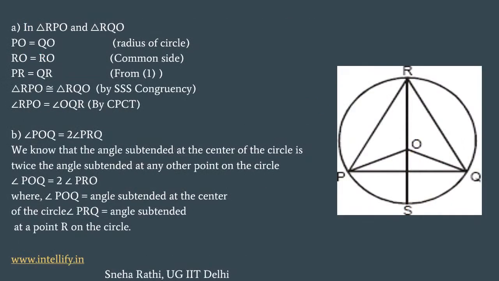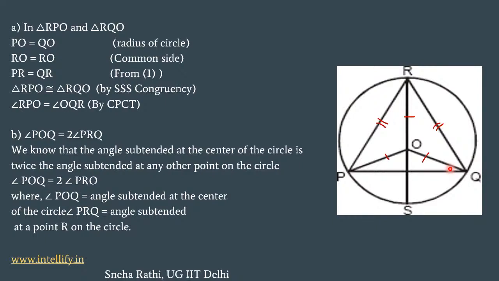We need to prove that angle RPO is equals to angle OQR. So consider triangle RPO and triangle RQO. In that, PO will be equal to OQ because it is radius of the circle, and RO will be equal to RO as it is common side, and PR will be equal to QR. We just now proved it. So by SSS congruency, they are congruent. Angle RPO is congruent to angle RQO. So by CPCT, angle RPO is equals to angle OQR.